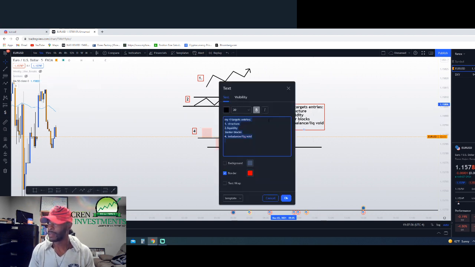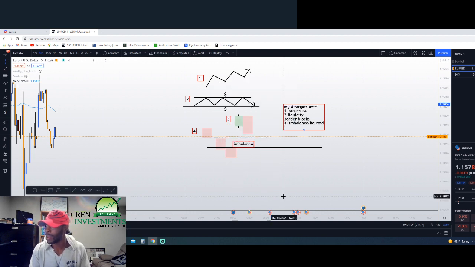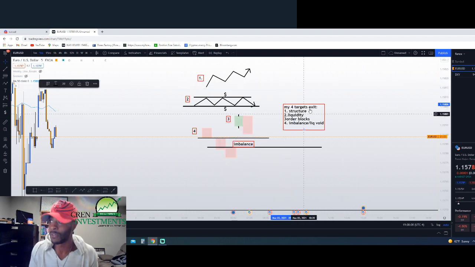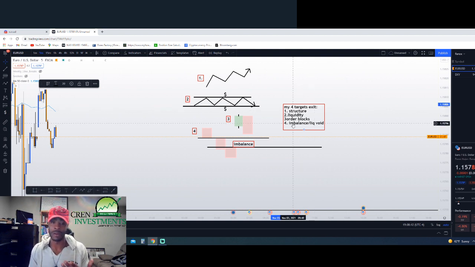And as far as y'all wanting to know what my exit strategy is, it's essentially, or not essentially, but exactly the same thing. So this is also my 4 targets for my exit. Same thing. I look for the same exact thing, and I'm about to show y'all exactly what I mean by that.